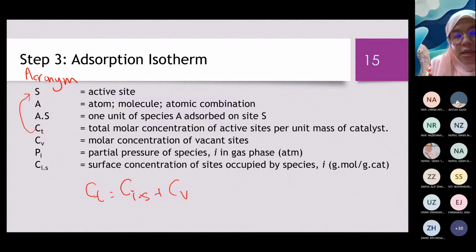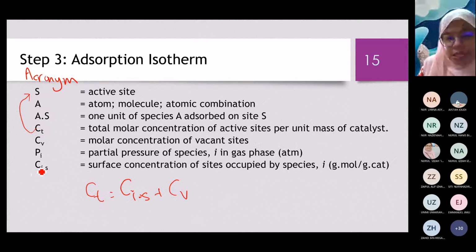PI, partial pressure of species I, any species, reactant or product, in gas phase. Usually in heterogeneous catalytic reaction, the phase of reaction is gas phase. So for gas phase reaction, we represent it as a partial pressure. When the reactant is attached to the active site, then we can represent it in terms of concentration. For those species that do not adsorb on the active site, we represent it in terms of partial pressure. Once it has adsorbed on the active site, we write it in terms of concentration, CIS.